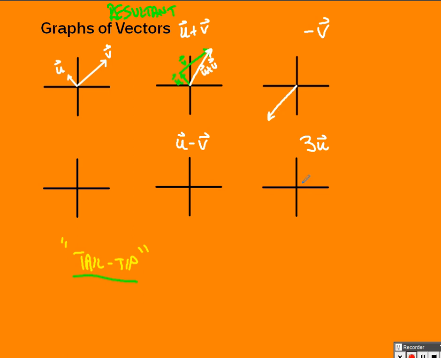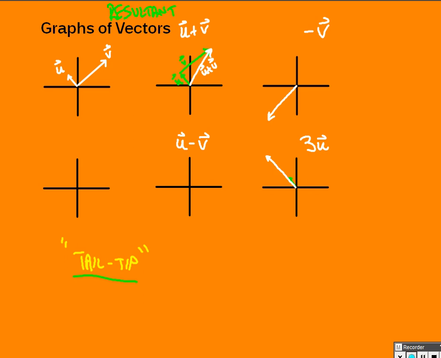Let's do this one here. 3u, well, if here's what regular u looked like, same thing. 3u would just be 3 times as strong. Just that simple. So it'd be like if you put u on top of itself 1, 2, 3 times. I actually did that relatively accurately.